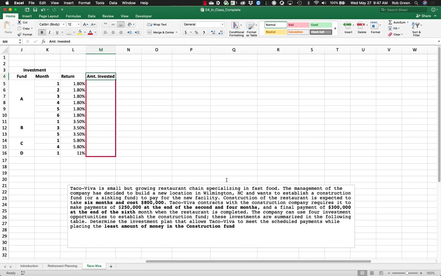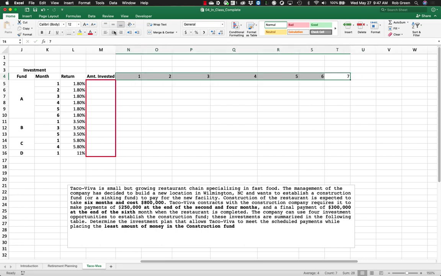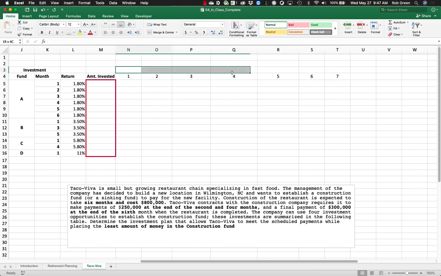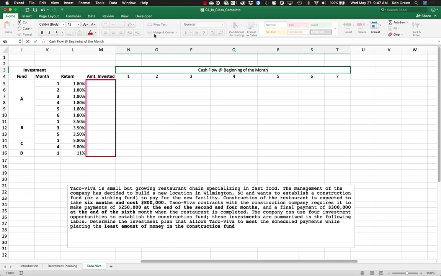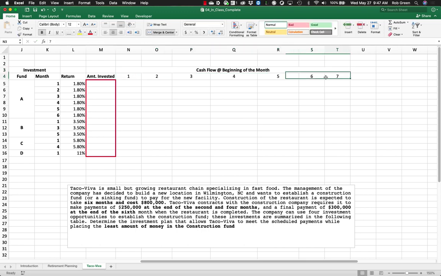We know that we are basically working across multiple months here, right? Construction is expected to take 6 months and cost $800,000. So we're going to look at month 1, 2, 3, 4, 5, 6, and month 7. Okay, so we are going to do this. And we are going to label this, because this is what we're going to model here. We are going to do the cash flow at the beginning of the month. Okay, so we have 7 months.